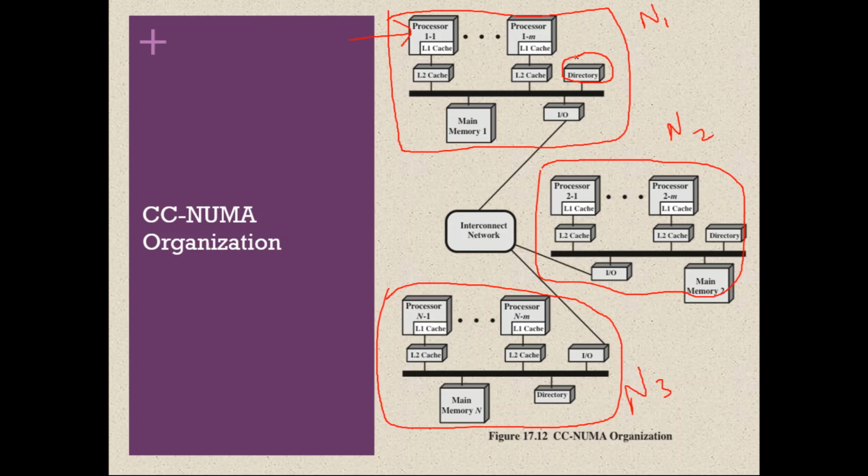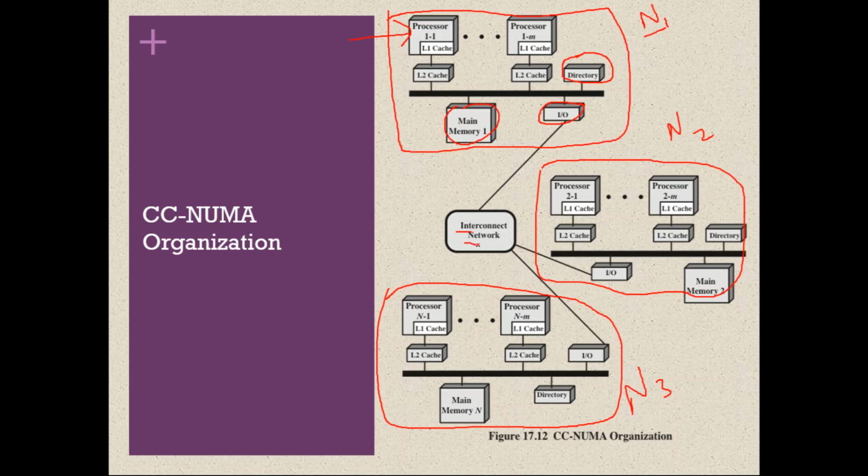I'll explain that. But just know that each node will have a directory, and each node will have its own IO devices and its own local memory. So every node will have a set of processors. Each processor will have an L1 cache and an L2 cache, and every node will have a set of IO devices, its own local memory, and also a directory. All these nodes will be interconnected through some network.